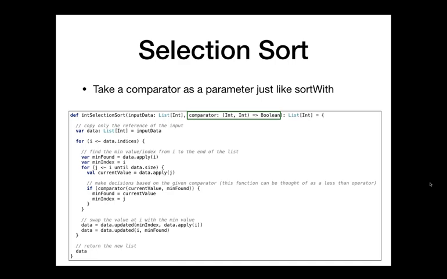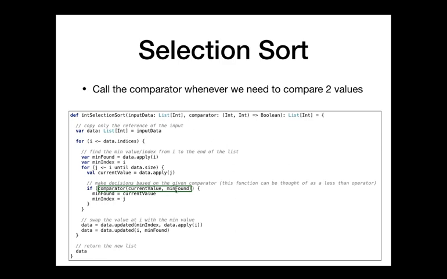The same thing that sortWith is doing, sortWith is taking our comparator and running its algorithm, using that comparator whenever it needs to compare two values. These sorting algorithms are based on comparators that just take two values and return a Boolean, and then sort based on that comparator. So the only time I ever use that comparator is here, where I need to check, does current value come before min found? If it does, this is the new min found. Everything else is selection sort in a very generic way.